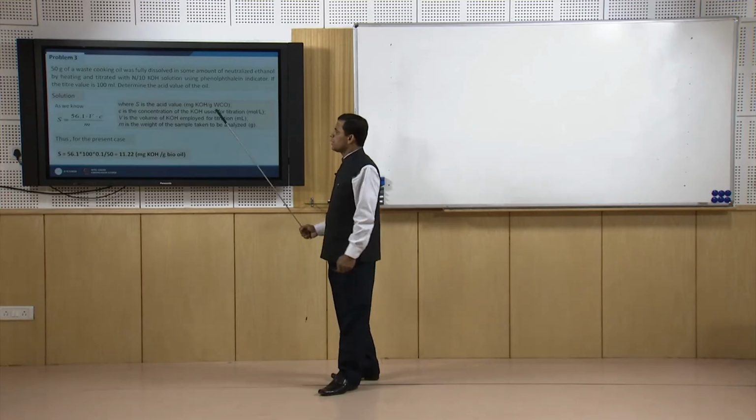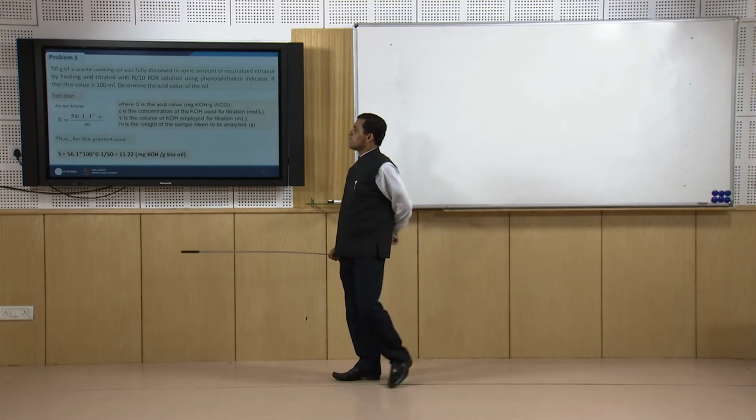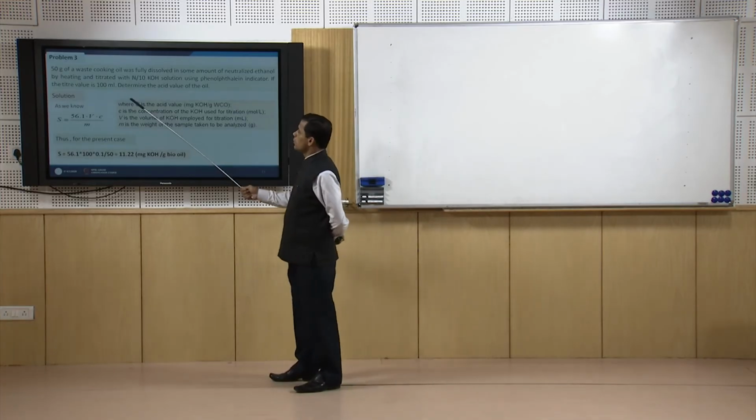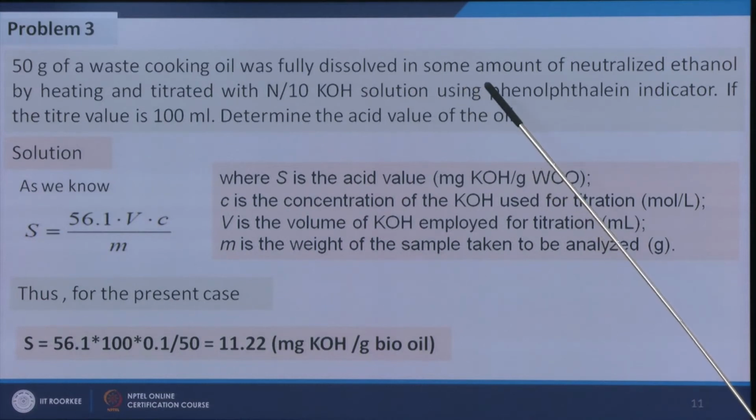Now, we are coming to our next problem. In this problem, the statement is: 50 gram of a waste cooking oil was fully dissolved in some amount of neutralized ethanol by heating and titrated with N by 10 KOH solution using phenolphthalein indicator. If the titer value is 100 ml, determine the acid value of the oil. So, we have to determine the acid value of the oil.